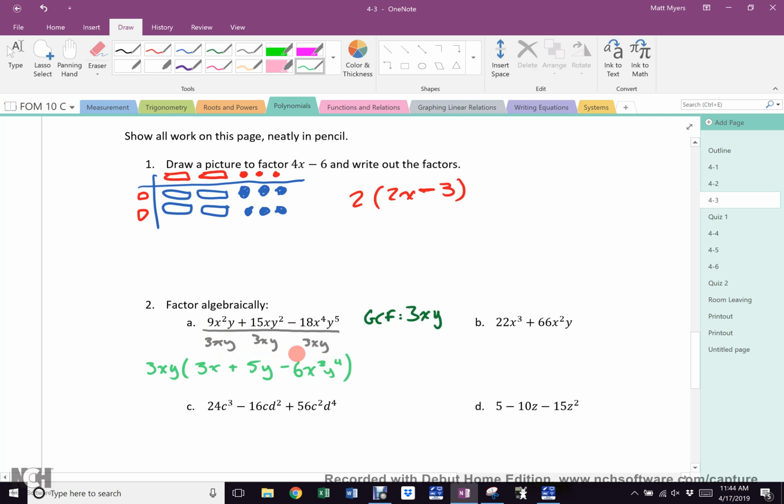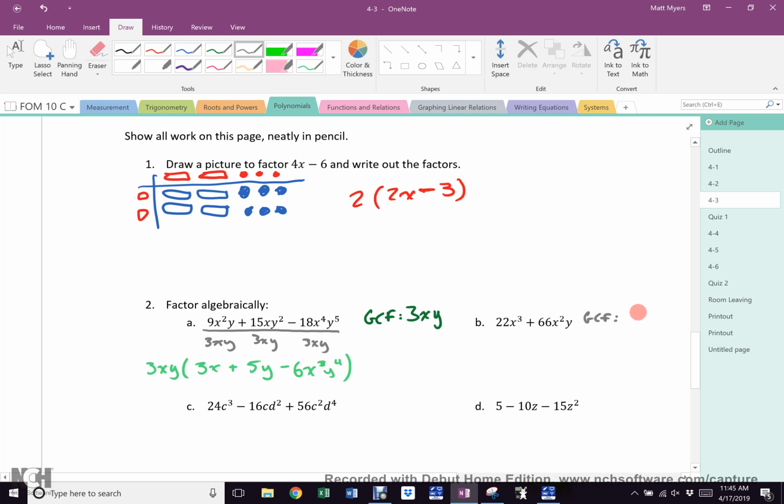Some of you will say, oh, but Mr. Myers, shouldn't these guys be first? Yes, technically, but I don't care. But it would be a negative. Yes, then you would have a negative at the front, then you would take the negative out, and it's a big pain in the ass. Okay? That's why this is fine. Okay? All right.